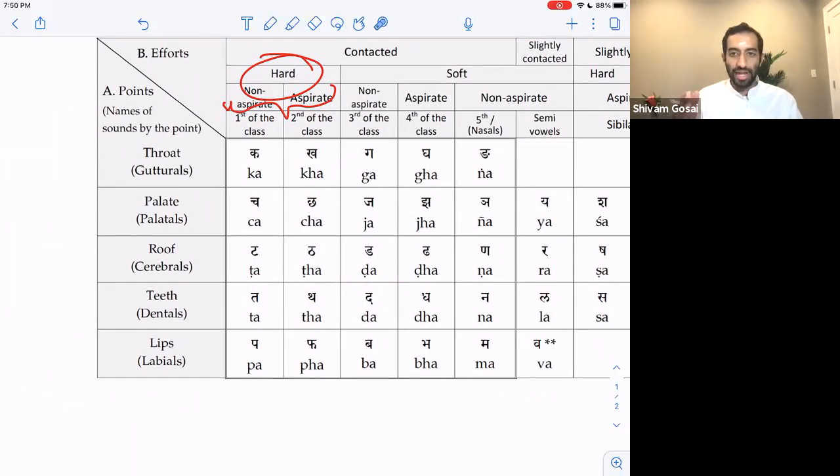Whatever it is, if it's followed by a hard consonant, it's going to become this. If I have ka, ga, it's going to become ka. If I have cha, ja, it's going to become cha. If I have da, it's going to get replaced by ta. Ta, da, it's going to get replaced by ta. Pa, ba, ma, it's going to get replaced by pa.